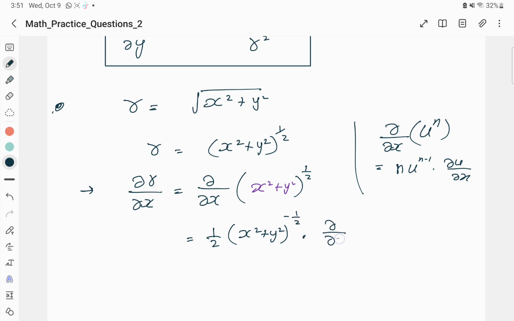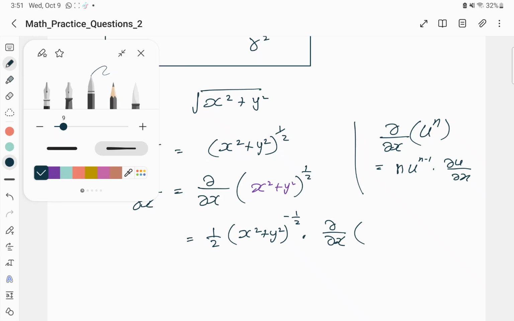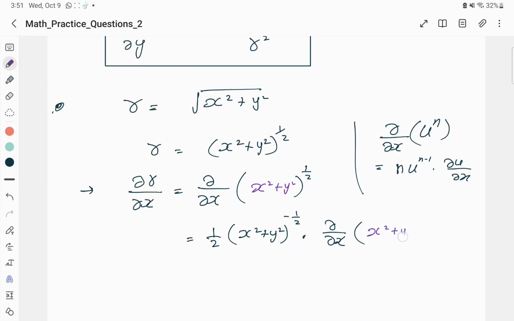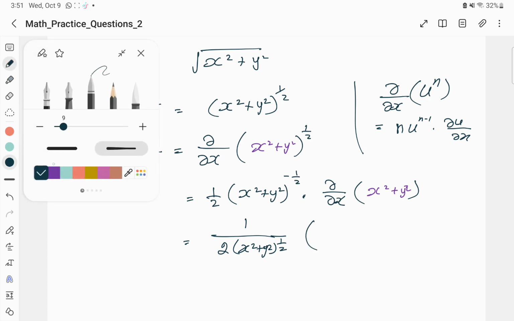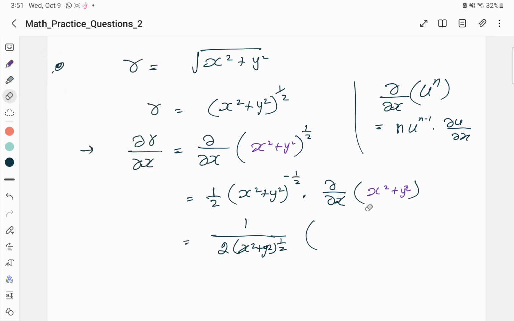Then we multiply with the derivative of the inner function with respect to x, which is x squared plus y squared. So this will become 1 over 2, and that x squared plus y squared to the power half becomes positive in the denominator because it was negative in the numerator. Okay, now let's find the derivative of this expression. The derivative of x squared with respect to x will be 2x, and because y is independent of x, that will be 0.